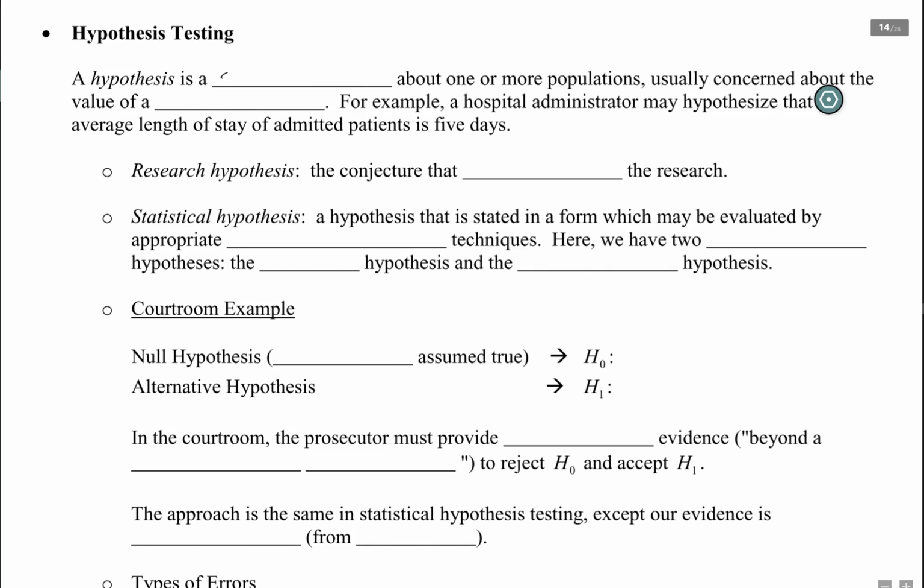So a hypothesis for us is a statement about one or more populations, usually concerned with the value of a parameter. Okay, this numerical description of the population, we want to say something about it. So for example, a hospital administrator may hypothesize that the average length of stay, in this case the average here is the parameter mu, but he may have hypothesized that the average length of stay for admitted patients is 5 days. So his statement is that mu is equal to 5.